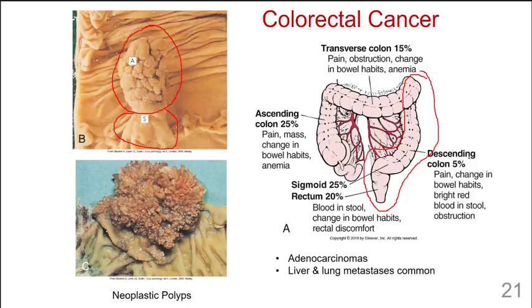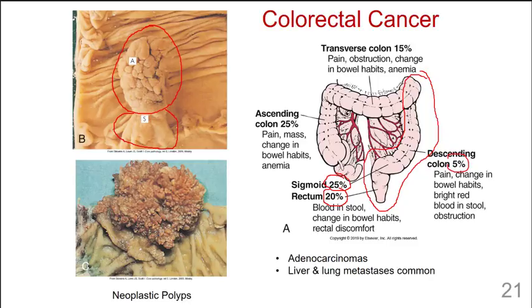So we have 5% for the descending, 25% for the sigmoid, and 20% for the rectum. So 50% then of colorectal cancers are occurring in this region. And this is easy to access through rectal exam, or more in particular colonoscopy. And so if polyps are identified, they can be removed so that they don't end up forming cancer.